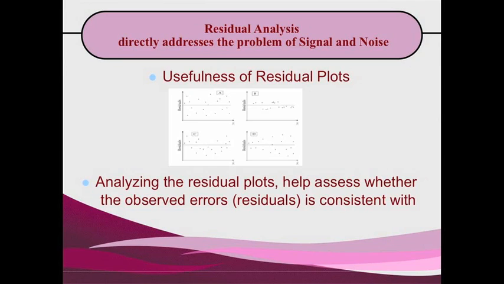Analyzing the residual plots helps assess whether the observed errors are consistent with the unpredictable errors. Observed errors and unpredictable errors are sometimes hard to understand. We want to be consistent. So what do we mean by that? First of all, we need to understand what an observed error is, which I just showed you a second ago. And now we're going to understand what an unpredictable error is.